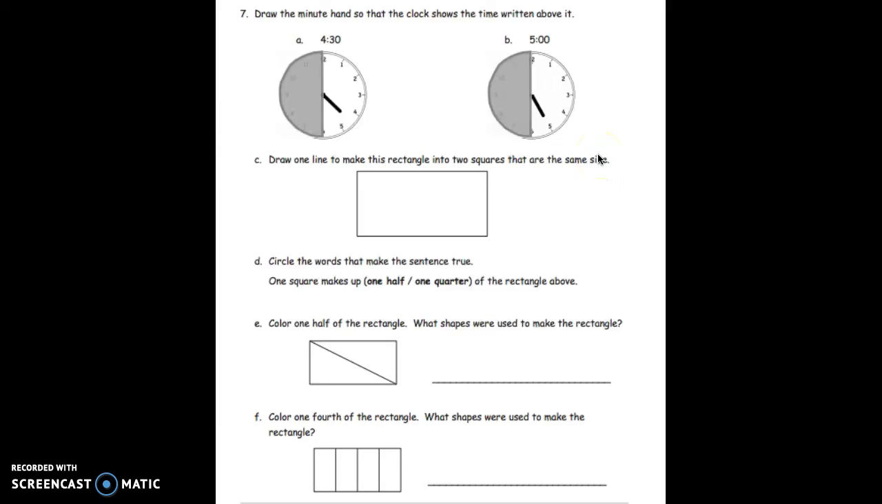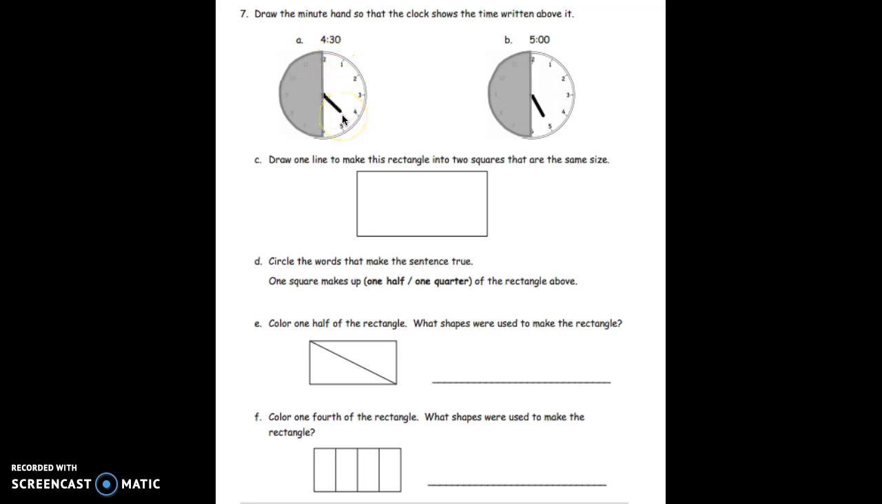Hello, boys and girls. This is the back side of Fluency 2, and this again is a review of the concepts that we've been learning in this last module. So for number 7, the directions say draw the minute hand so that the clock shows the time written above it. So for letter A, the time you need to have on your clock should be 4:30.